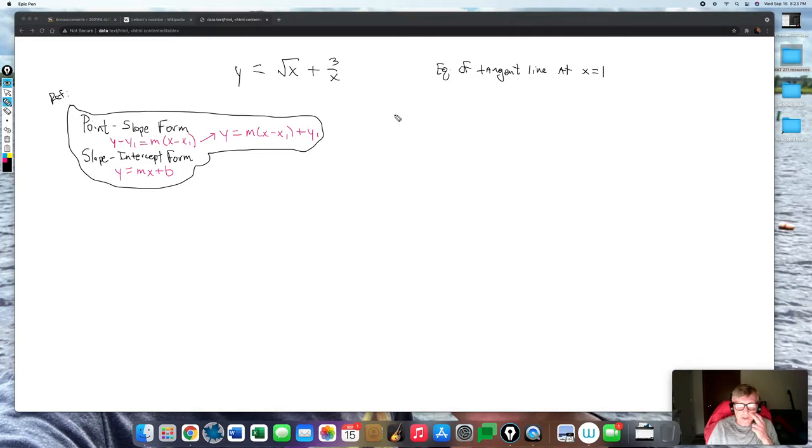Okay, now the calculus part of this. We're going to need the derivative. The slope of the tangent line is the derivative, which I'm going to write in Leibniz notation this time, evaluated at x equals 1. Let me say that again. It'll sound like I'm rewinding the video, but the slope of the tangent line is the derivative evaluated at x equals 1, because that's where we're taking the tangent line, right?